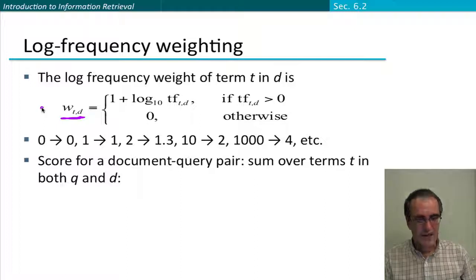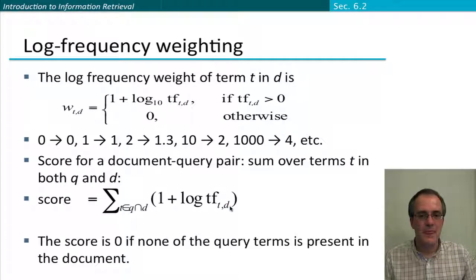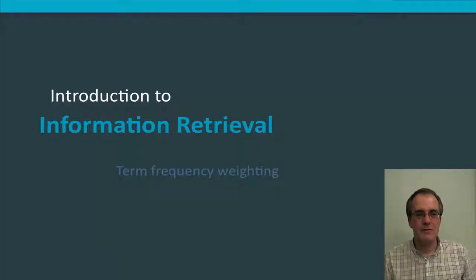In order to score a document query pair, we're just going to sum over these terms for each word in the query and the document. So it's sufficient to take the intersection of words that are in both the query and the document, because everything else will contribute nothing to the score. And then for each of those terms, we're going to calculate this quantity and sum them up. Note in particular that the score is indeed still 0 if none of the query terms is present in the document. Okay, so that's the idea of term frequency weighting and how it can be used to give a score for documents for a particular query, which can be used to rank the documents returned.